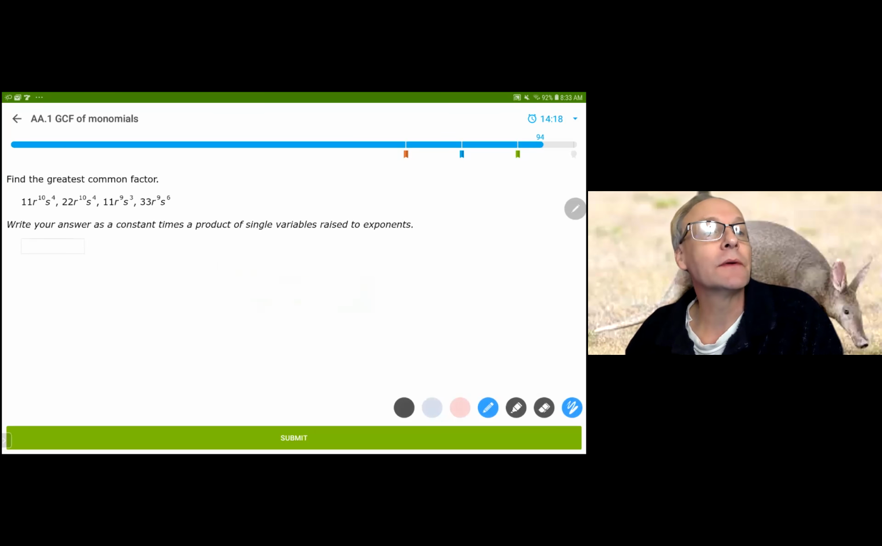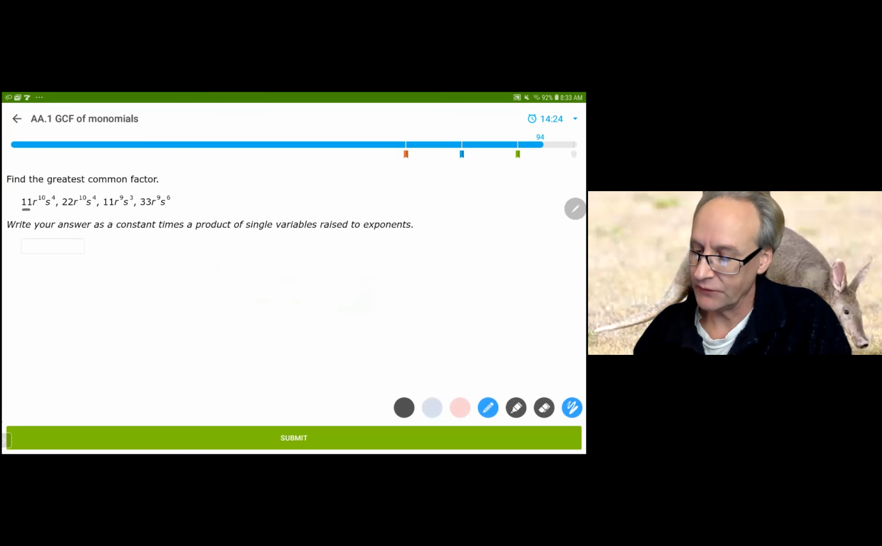Oh, lots of things going on. Okay, so they all have an 11, don't they? This is 11 times 1, 11 times 2, 11 times 1, and 11 times 3. So they all have an 11.